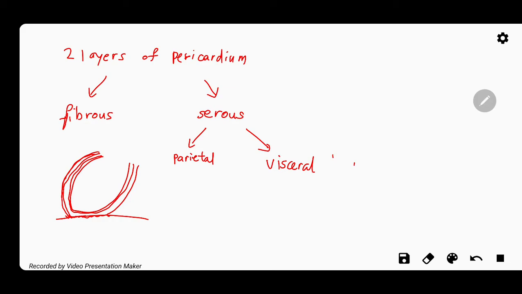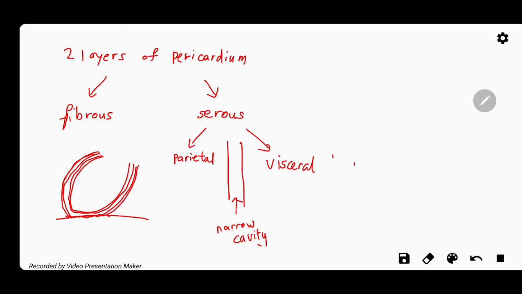Okay, now in between the parietal and visceral layer, you have a narrow cavity. Inside this narrow cavity, you have the pericardial fluid, and this fluid will minimize the friction.